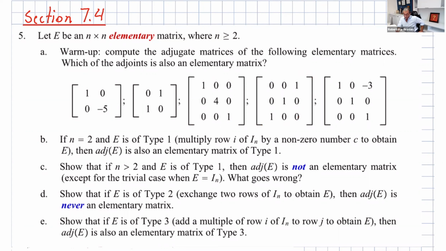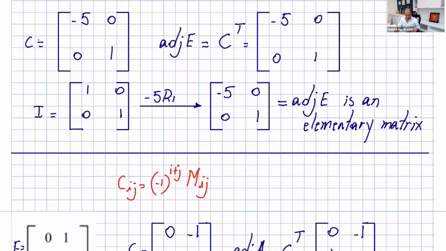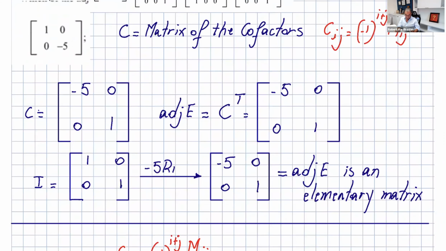And if you take I3, multiply row 3 by -3 and add it to R1, then you get this matrix. So all three types of operations are done to I here, and you get all these elementary matrices. Now, finding the adjunct, let's go over that. I did some of them slowly to show you how it works.